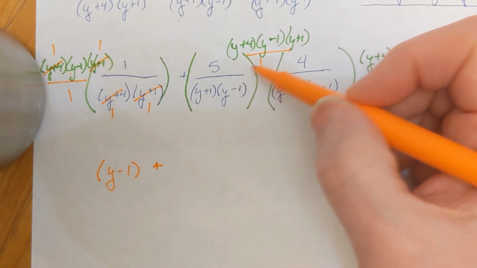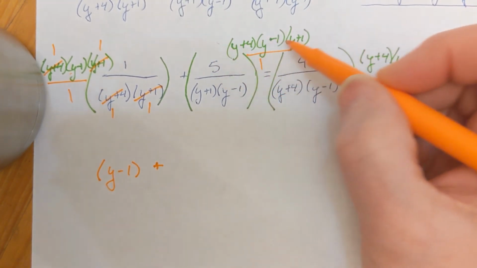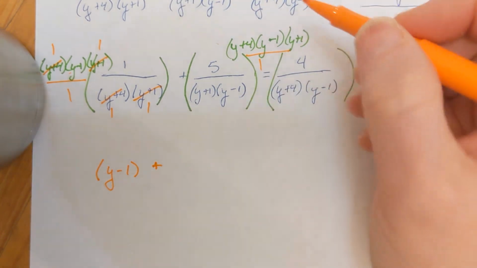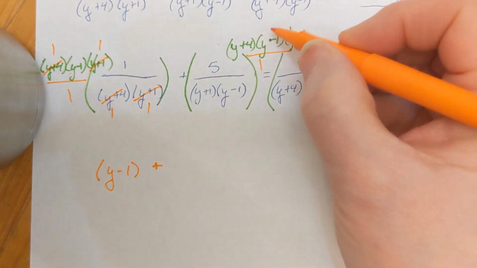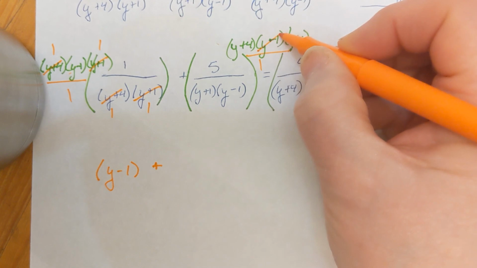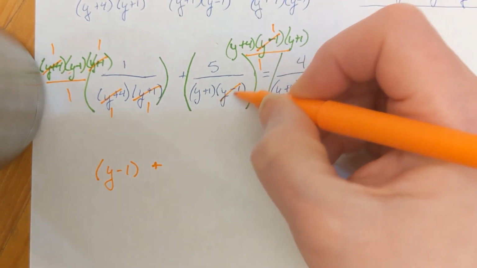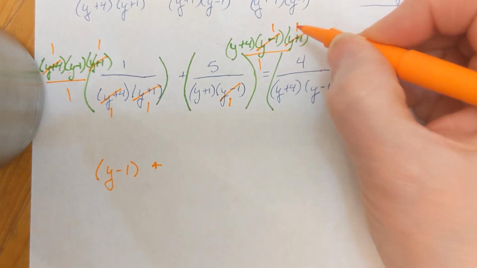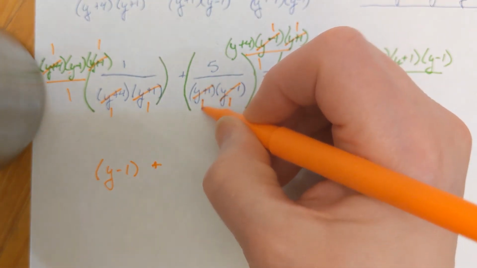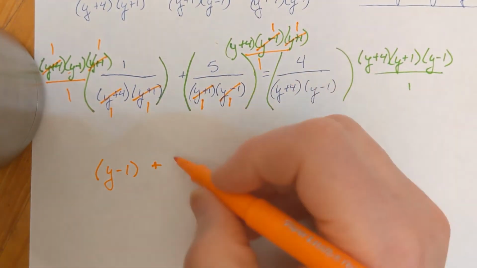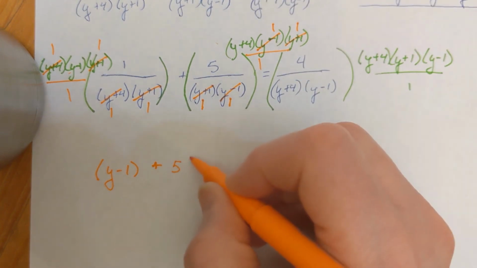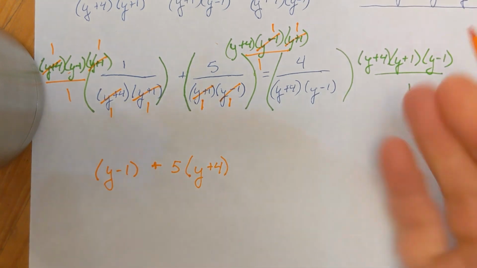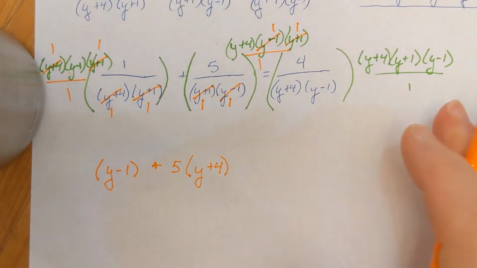Here, again, because these are all being multiplied, they're all factors. I can divide out common factors. I can divide out the y minus 1 with the y minus 1 there. I can divide out the y plus 1 with the y plus 1 there. That's going to leave me with 5 times y plus 4 over 1, which is just 5 times y plus 4.